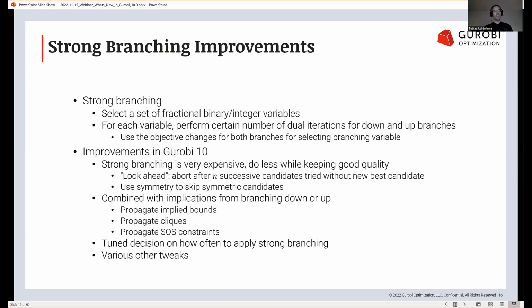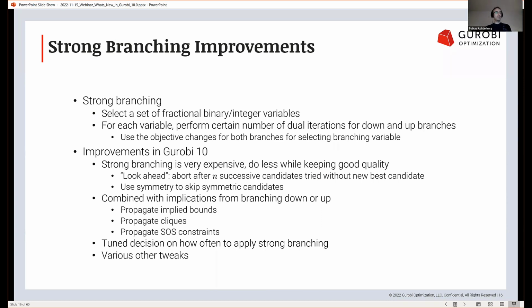And if, for example, you found a new best candidate, and then the next 10 candidates are not as good as the one that you have found, and then you just stop. So after, let's say, 10 candidates that you have tried that did not improve the current best candidate, you just stop. This is a small performance improvement because you do less work.